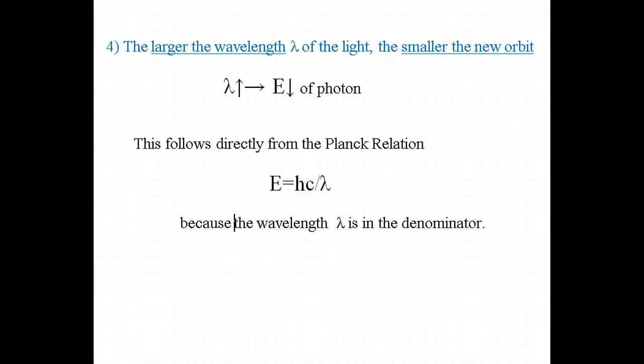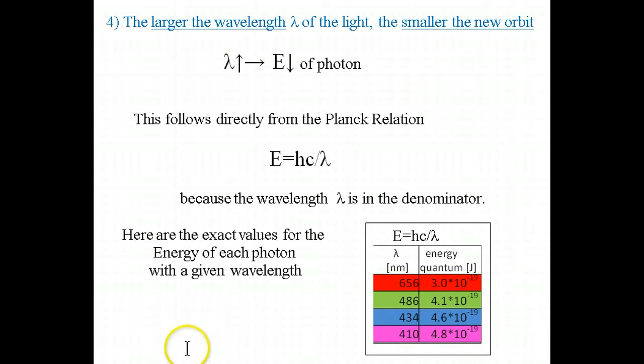if lambda increases, the energy of a photon decreases. This follows directly from the Planck relation, E equals h multiplied by c divided by lambda, because the wavelength lambda is in the denominator. Here are the exact values for the energy of each photon with a given wavelength. So if the light has a wavelength of 656 nanometers, the energy quantum is 3.0 multiplied by 10 to the power of minus 19 joule.